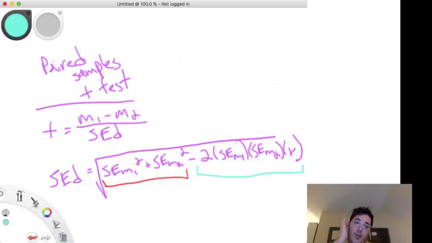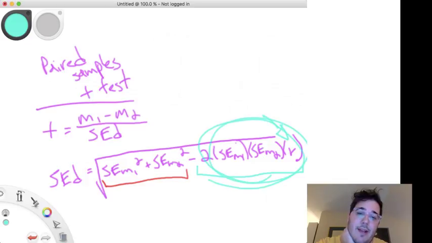So what happens when you have a correlation, when this value is not 0? You have a number that's going to lessen the sum of the standard error of the mean for group 1 squared plus the standard error of the mean for group 2 squared, right? This whole part is going to make this part smaller. The bigger the correlation, the smaller it makes it. So that means that if you have a correlation, your SED will get smaller. And if your SED gets smaller, that means that your t is going to be bigger.